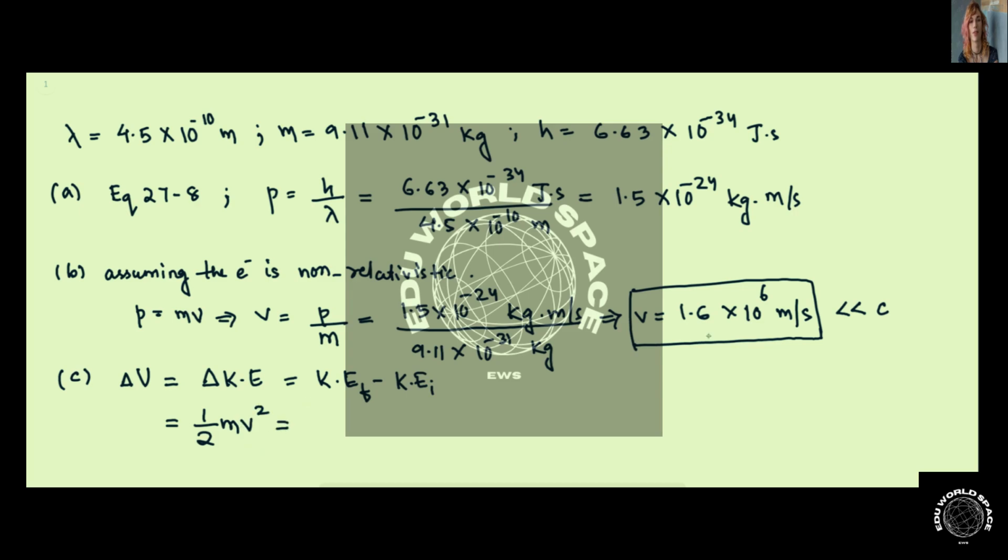And v is the value we found over here. So this will be then half times 9.11 times 10 to the power minus 31 kg times 1.6 times 10 to the power 6 meter per second, squared.